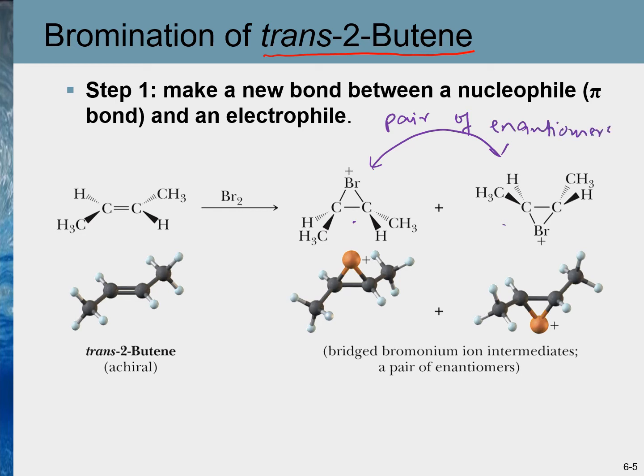They are mirror images of each other. So now in the next step, we know that the bromide ion will act as a nucleophile, and it will attack at the anti-position. So now we have two brominium ion intermediates, and we will see what happens in step number 2, when the anti-position attack by the bromide nucleophile takes place.